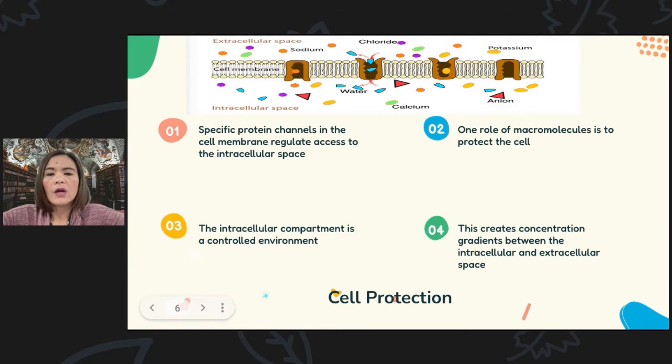Now, in our cell membrane, there are specific protein channels that regulate the access of these substances to the intracellular space. One role of the molecules is to protect the cell. Now, the intracellular compartment is a controlled environment. As you can see in this diagram here, there are some sort of channels that allow substances to go in and out of the cell. And this creates a concentration gradient between the intracellular, which is the inside space of the cell, and the extracellular space.